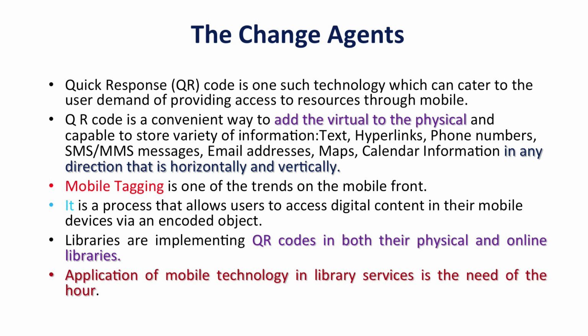Now, the current trend is mobile tagging. Mobile tagging is such a trend on the mobile front. It is nothing but a process that allows users to access digital content on their mobile device via an encoded object. Libraries are implementing QR codes in both their physical information and also online libraries. So, application of mobile technology in library services is the need of the hour.